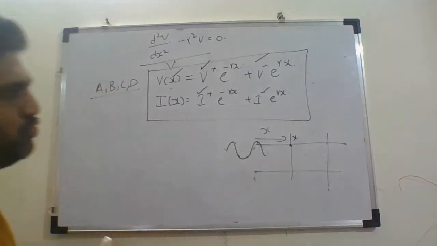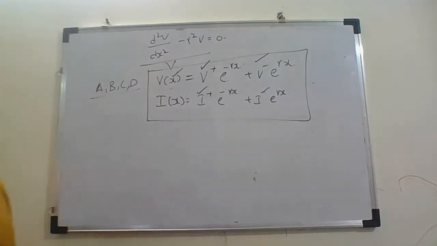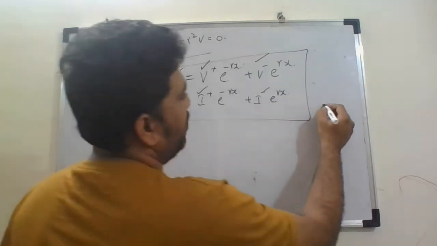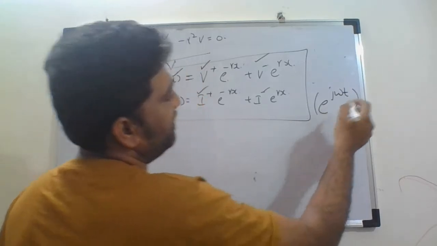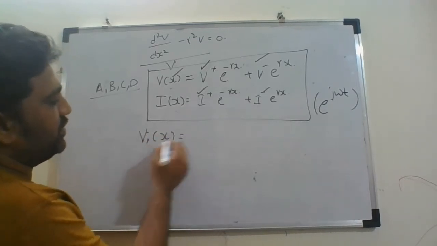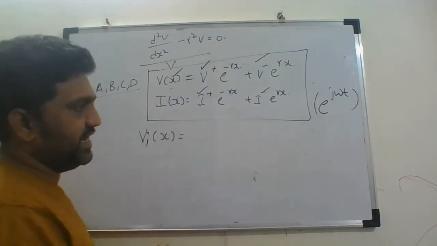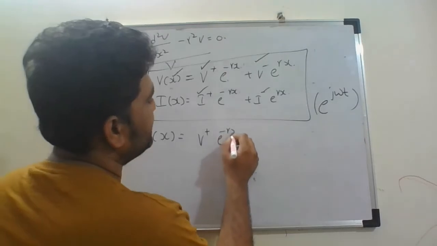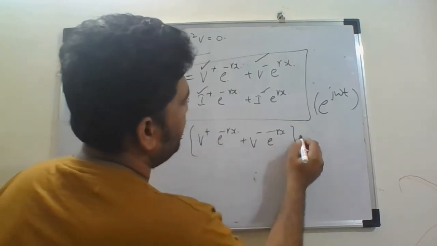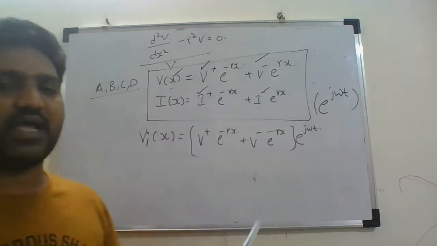If we want to know what the voltage is at a particular time instant, then we have to multiply these terms with the instantaneous quantity, which is generally given by e power j omega t. So I write that as Vi of x, the instantaneous voltage at x and t, is equal to V plus into e power minus gamma x plus V minus into e power gamma x, into e power j omega t.